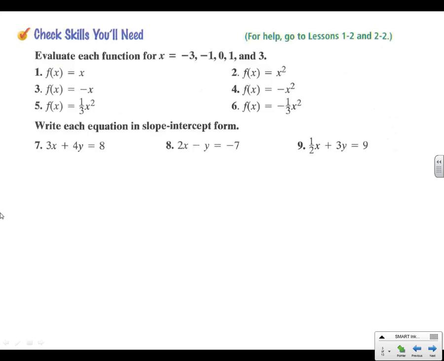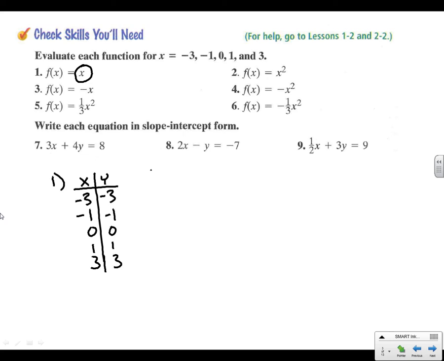Alright, so before we get started, a couple skills we'll need for this section. So evaluate each function for -3, -1, 0, 1, and 3. I'll do one for you. So for number 1, we'll make a t-table. It's probably the best way to do this. And we'll have -3, -1, 0, 1, and 3. And for all of these, we're going to just have x be our output. So this one's easy. It's -3, -1, 0, 1, and 3.